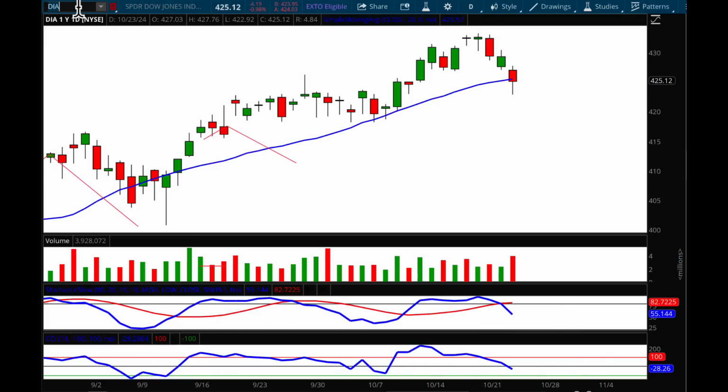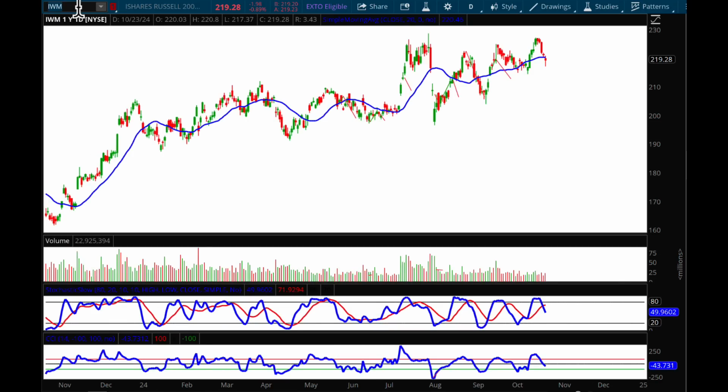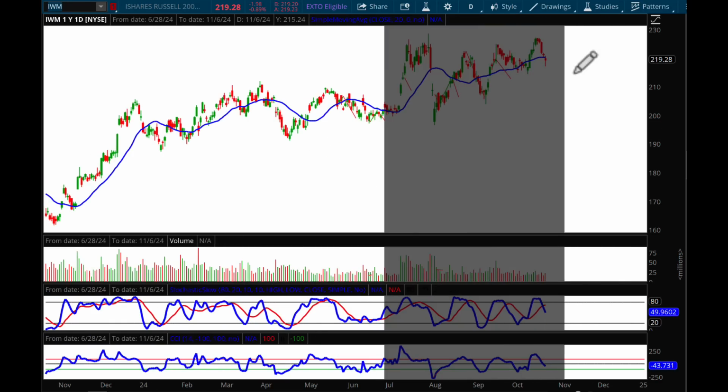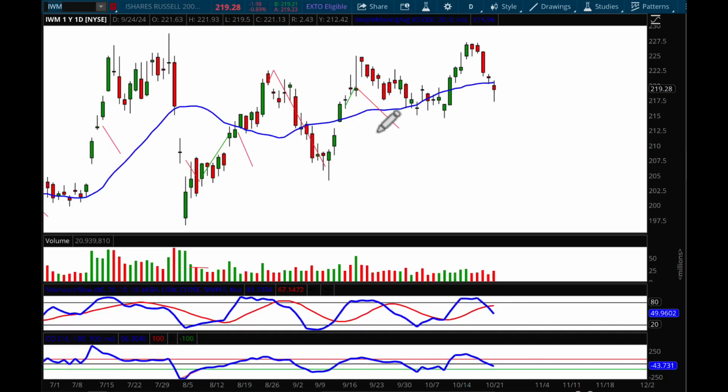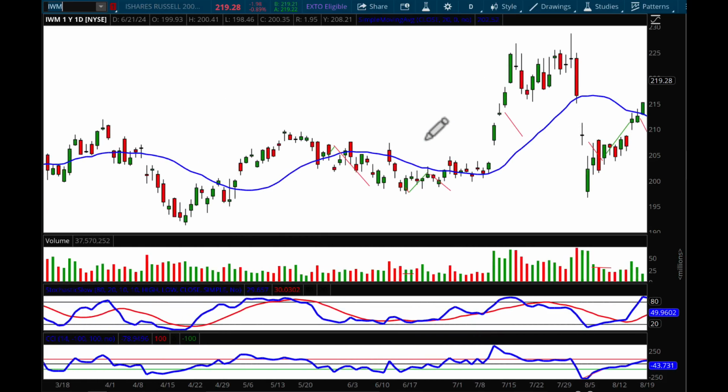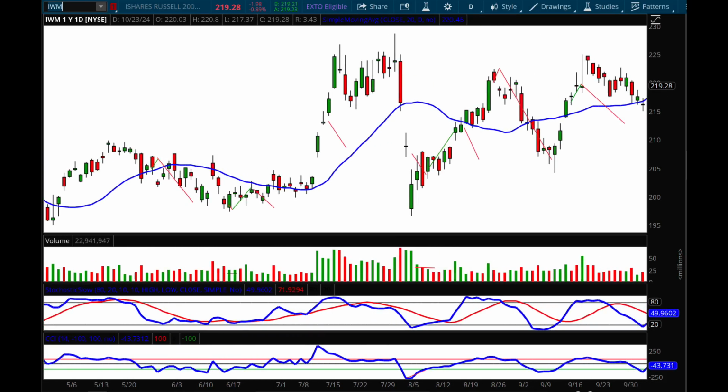Moving right along to IWM, this is the small cap ETF that basically tracks the Russell 2000. Again, see these diagonal lines here are my forecasts. Now, I made a little bit of a change where my downside forecasts, I changed those to red. My upside forecasts, I made those lines green. And if I go back, you could see that each one of these have been hit.